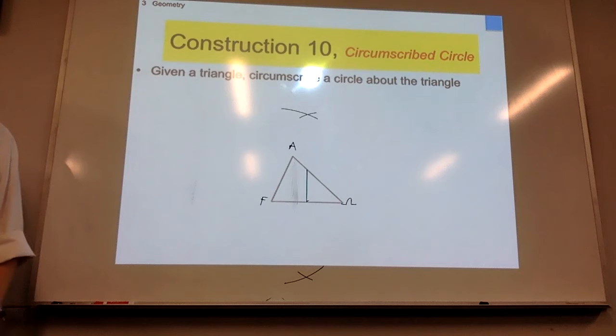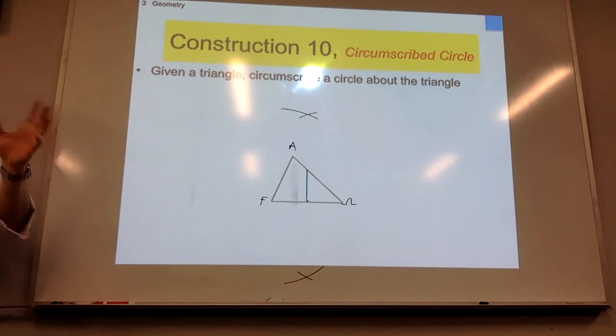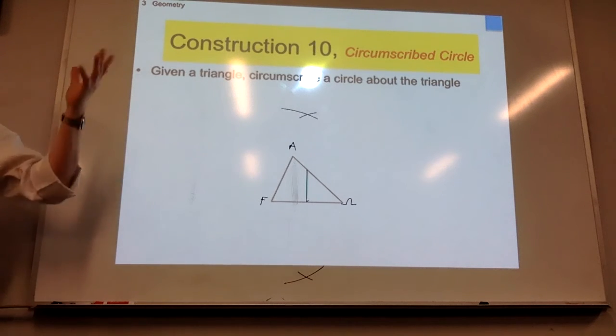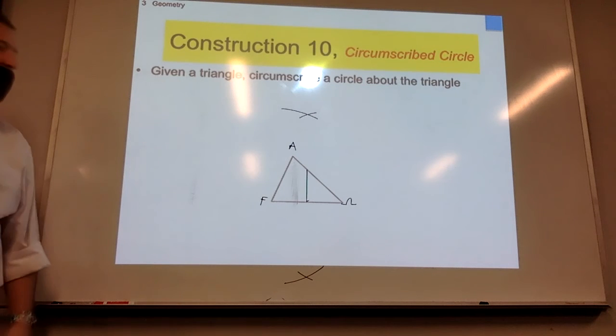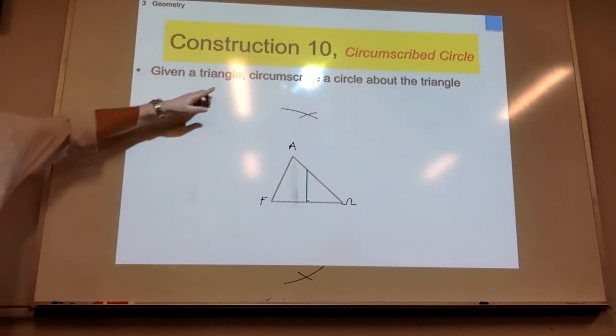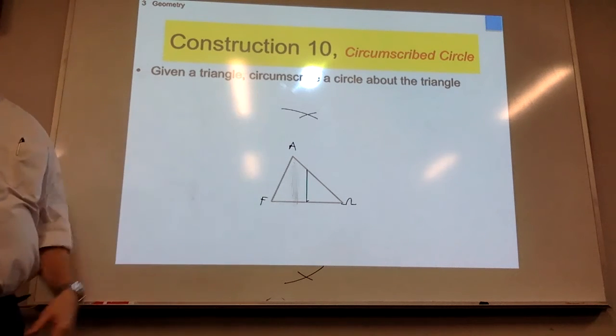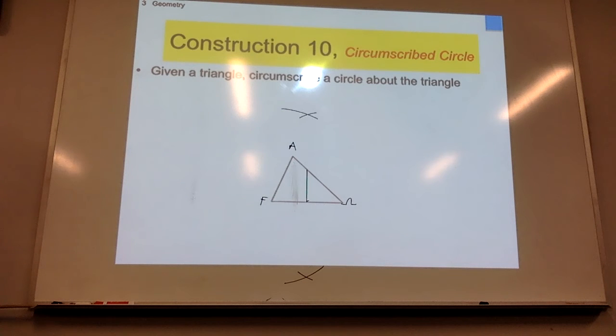Is it incenter or circumcenter? Incenter. Okay, if the circle is on the inside, it's incenter; if the circle's on the outside, it's circumcenter. Circumscribe, circumcenter. Incenter, inscribe. I think I did a right triangle. I didn't realize you can do it with a right triangle. Yeah, it's on the line. Exactly. So you can do it in any triangle.